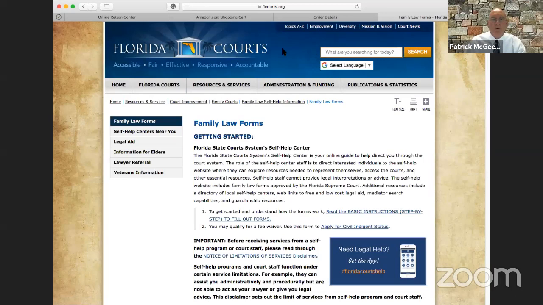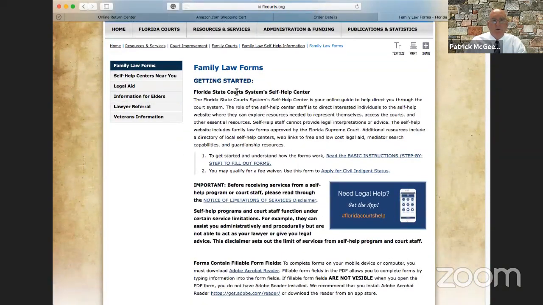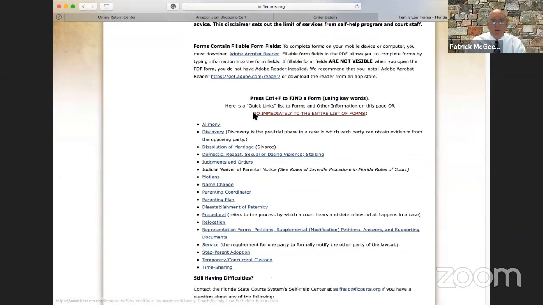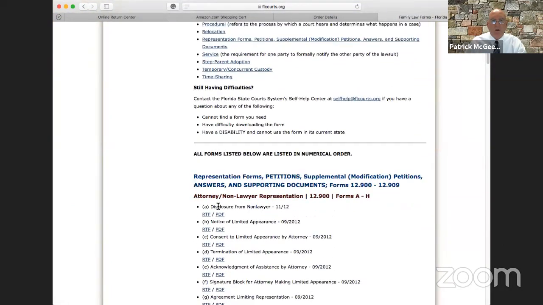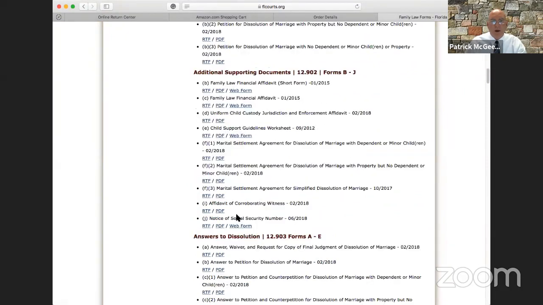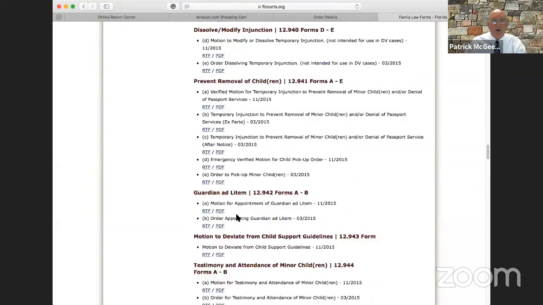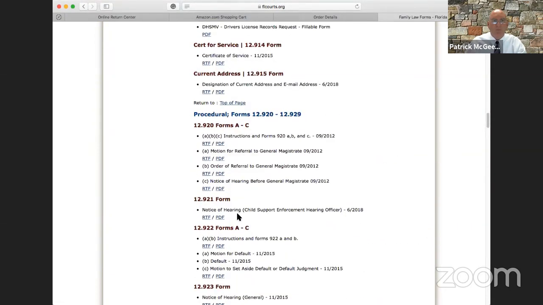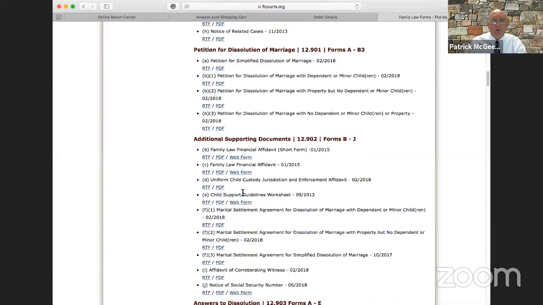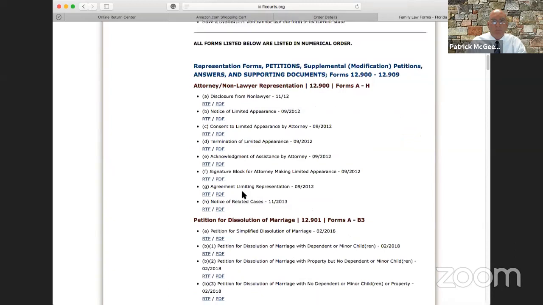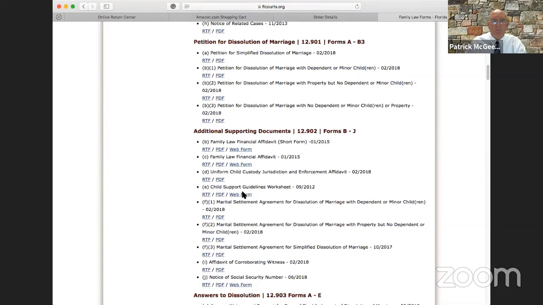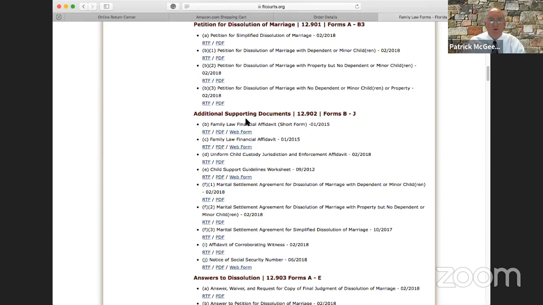Okay, so the website you want to go to is flcourts.org. And you go to the forms page and you scroll down, and here's all the categories of forms, and you keep scrolling down. Here are all the forms. The financial affidavits are the 902, so they're in the 900s. So if you scroll down to 902, wherever it is, under additional supporting documents, you'll see the Family Law Financial Affidavit, which is right here, the short form.